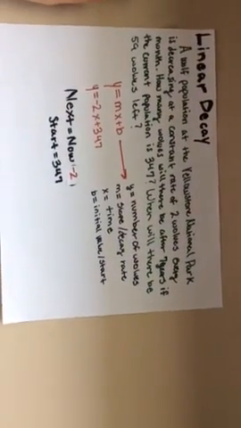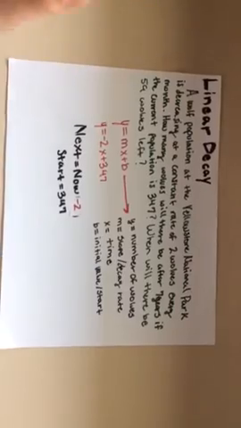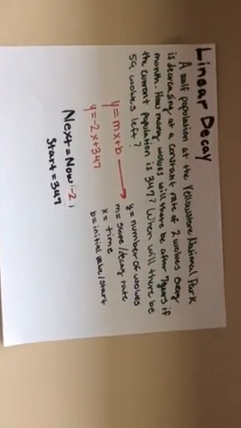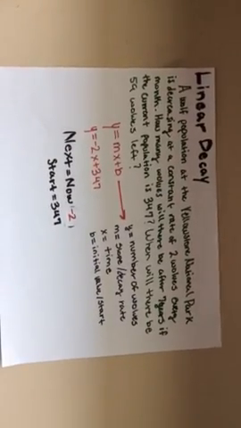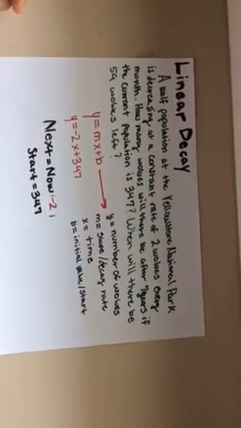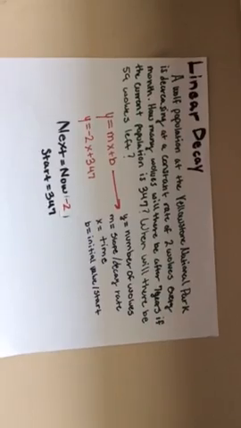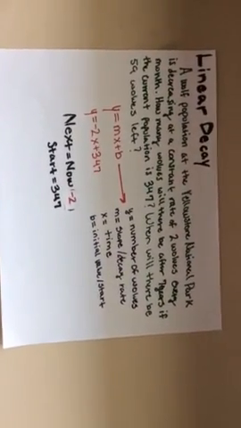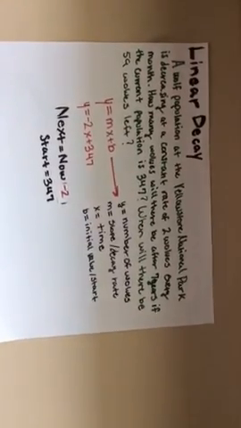So since it's a linear function, the equation is going to be y equals mx plus b, and y equals the number of wolves, m equals the slope, and x equals the time, and b is the initial value. So our equation now would be y equals negative 2x plus 347. And our next now equation is next equals now minus 2. And the start is 347 wolves.